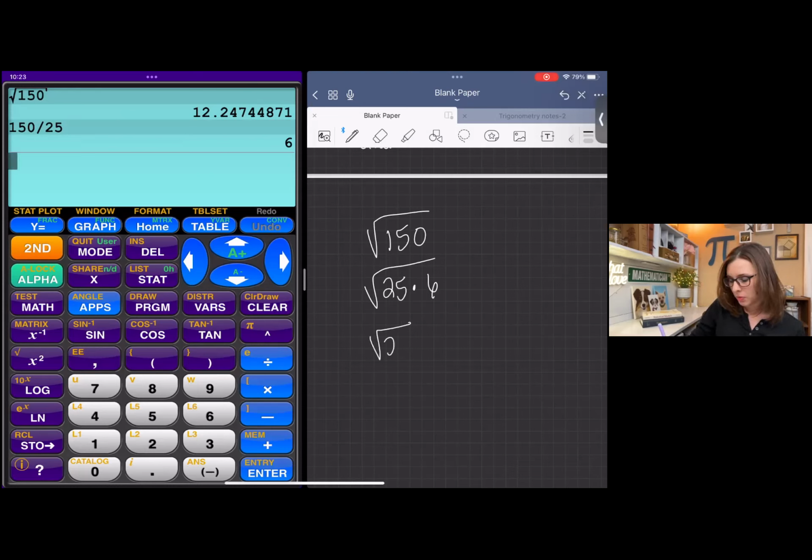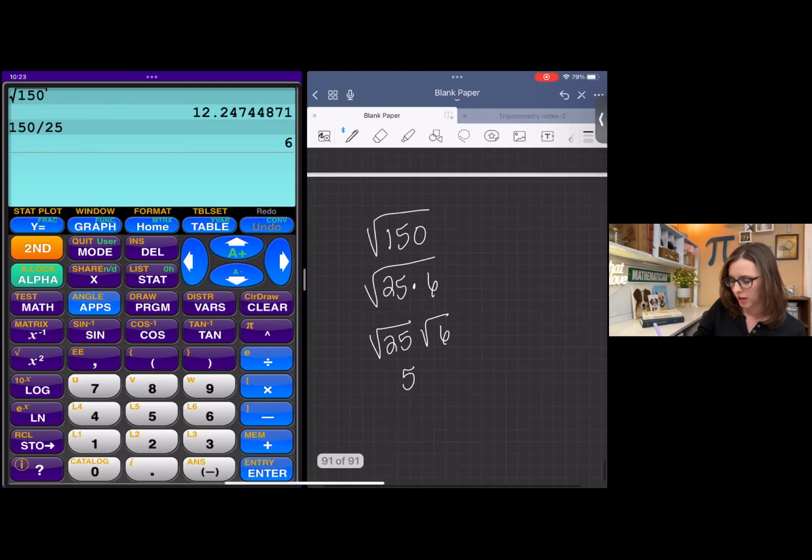And then that breaks up into square root 25, square root 6. Square root of 25 is 5. 6 is not prime, but it can only break up into 2 times 3. And neither of those are perfect squares, so it's not going to simplify any further. So 5 root 6 would be square root 150 completely simplified. And we can type that in just to make sure. 5 root 6 should be 12.25. And it is, so I know I've done it correctly.